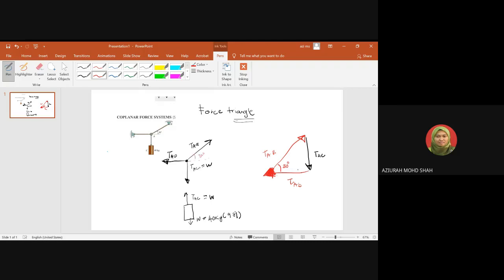Okay, and then we know that this is 90 degree because TAC is straight down. Okay, 90 degree and automatically you know that this is 60 degree. So based on this information, W we got earlier is how much? 392? 92.4 Newton. Okay, now you calculate using sine law to get TAB and TAD.